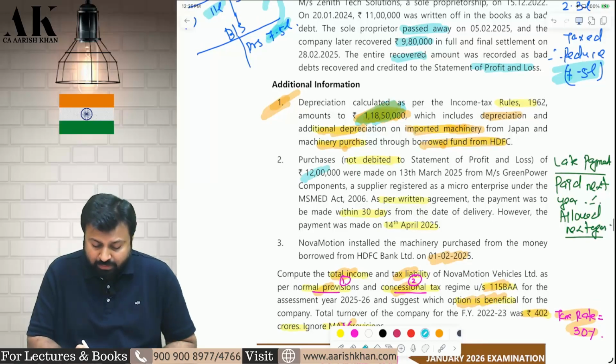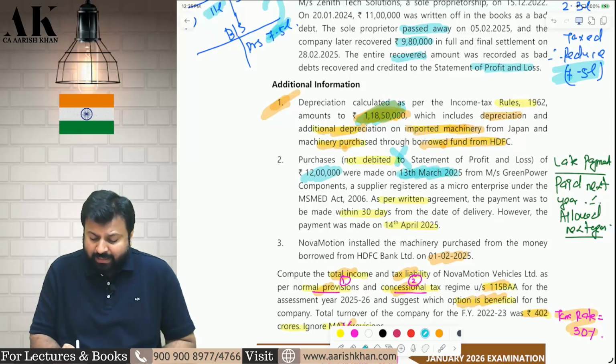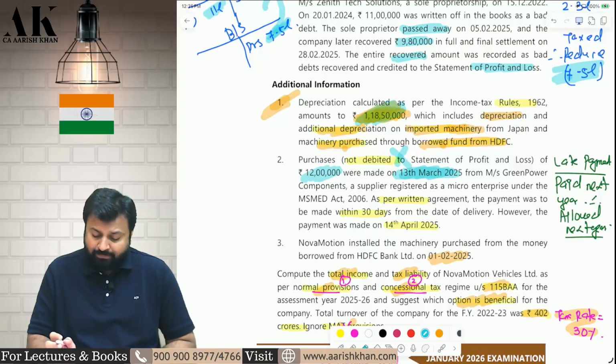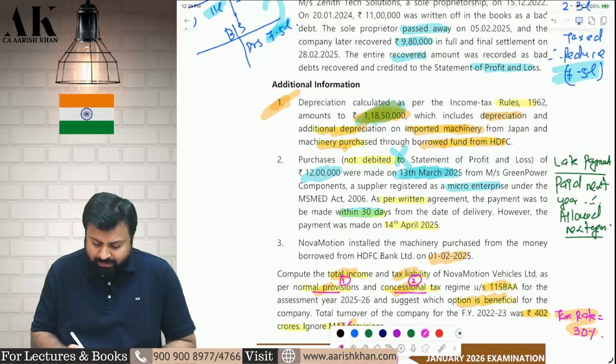You have purchased some goods of 12 lakh rupees, which was not debited to the statement of P&L account. So in the current year, you have purchased some goods of 12 lakh rupees, which is not debited to the P&L account. Now, you have purchased these goods from a micro enterprise and you have made a commitment that I will make the payment within 30 days.